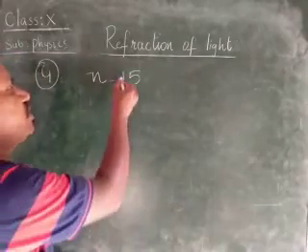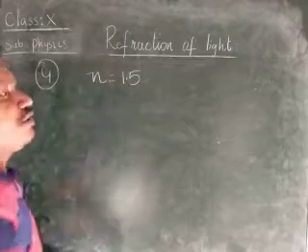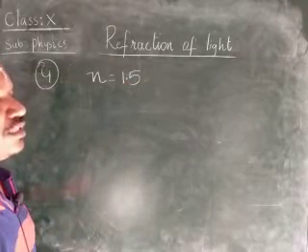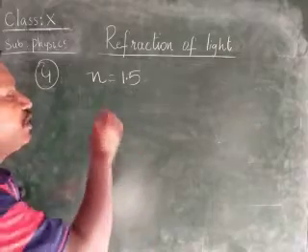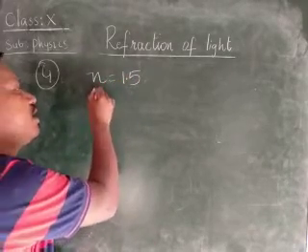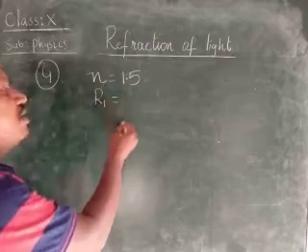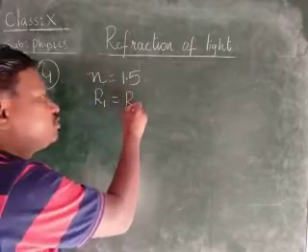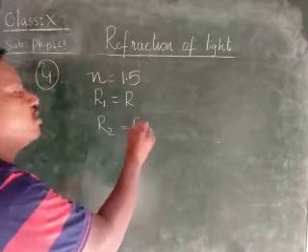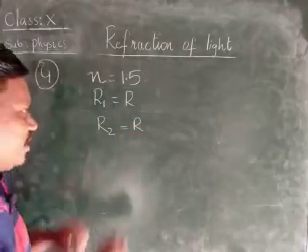Children, it is not 15, it is 1.5. Make it as 1.5. Okay, refractive index won't be 15. It is given as 1.5. Children, make it as 1.5. n is equal to 1.5. Okay. R1 and R2 are equal radii. Therefore, R1 is equal to R, R2 is also equal to R. Okay, children, they have equal radii.